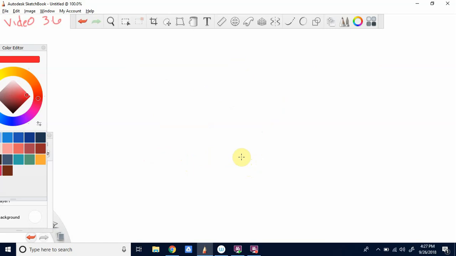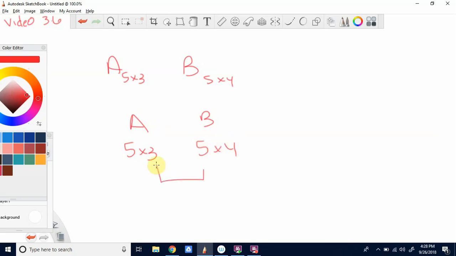Okay, let's look at B. If you have matrix A that is a 5 by 3 and matrix B that is a 5 by 4, can we multiply AB? Are the inners the same? They are not equal. It is not defined. It's not possible. You cannot multiply them. Okay, so pause the video and do guided practice 1A and 1B.